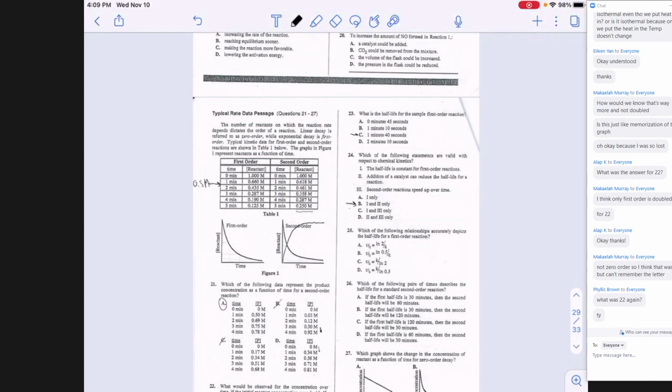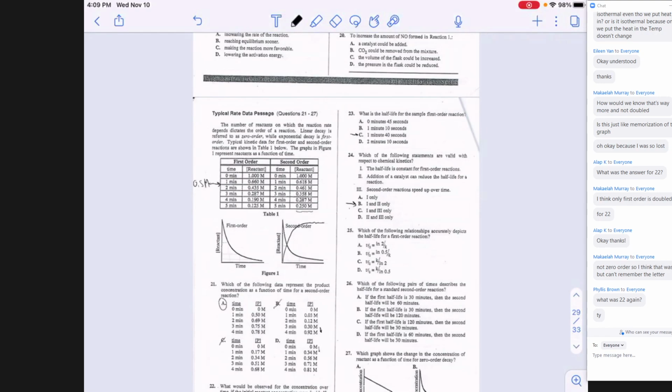Half-life is constant for first order kinetics. That's true. Look at page 236, 237. Addition of a catalyst can reduce the half-life for a reaction. Catalysts change reaction rates. They increase reaction rates, right? By stressing a lower transition state.